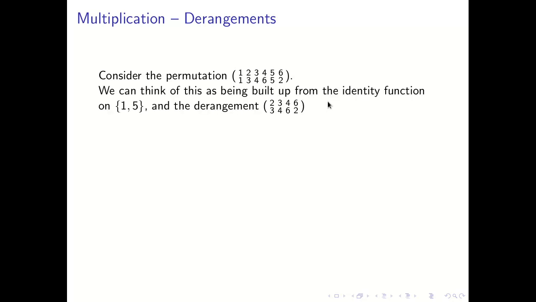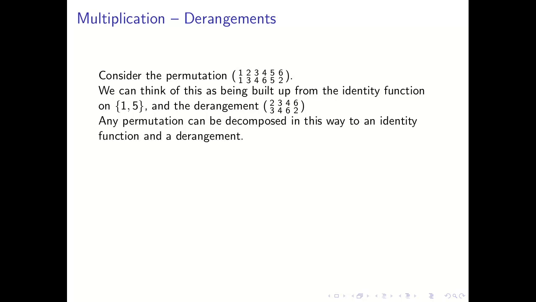And so if we stare at this permutation, then we can think of this permutation as being built up from an identity function on 1 and 5, because 1 gets mapped to 1 and 5 gets mapped to 5, and the remaining 4 things form a derangement. None of them are getting mapped to themselves. And so this is starting to sound a bit like a product, right? Because in fact any permutation can be decomposed this way into an identity function and a derangement.